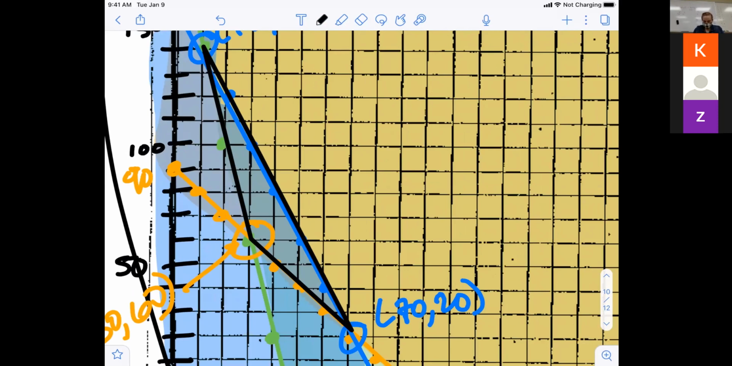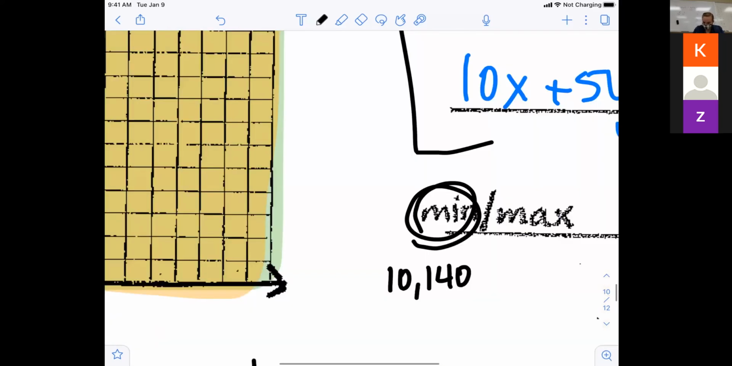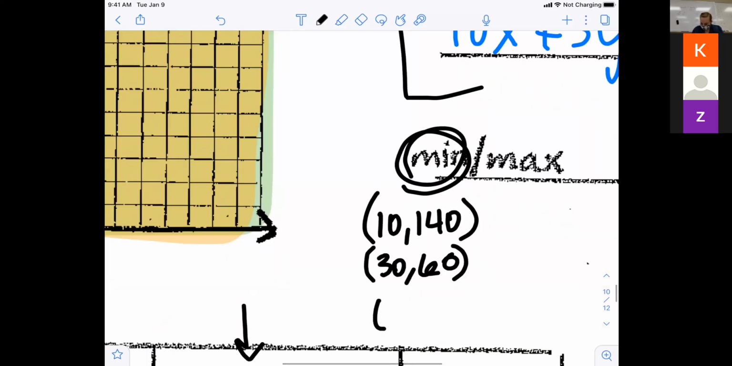Those are going to be the options for what my cost could be. So I have the point 10, 140. I'm going to just write these off to the side. I've got the point 10, 140. I've got the point 30, 60. And I've got the point 70, 20.